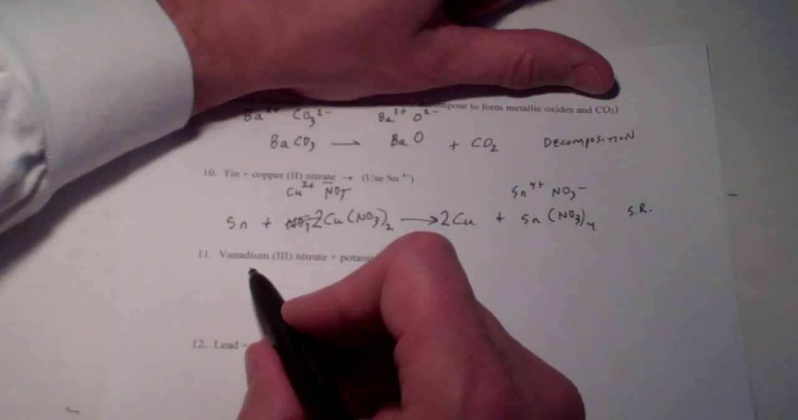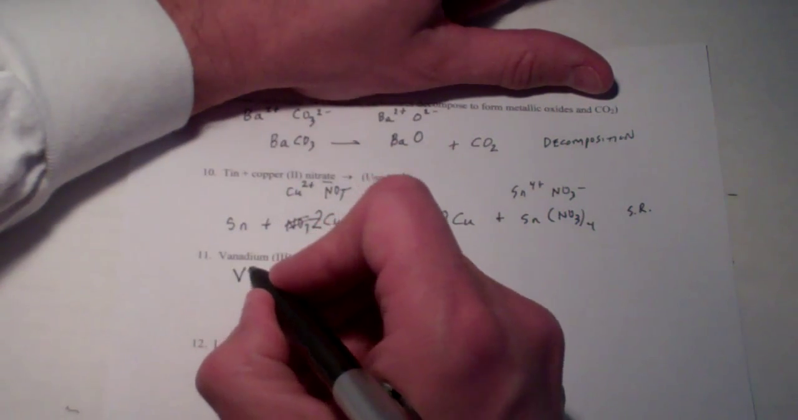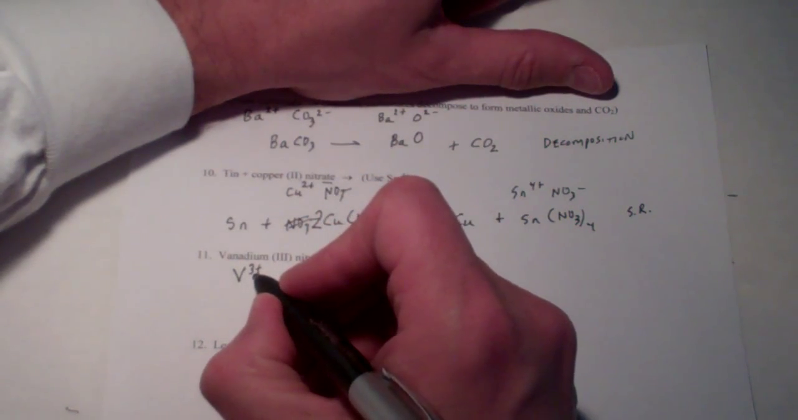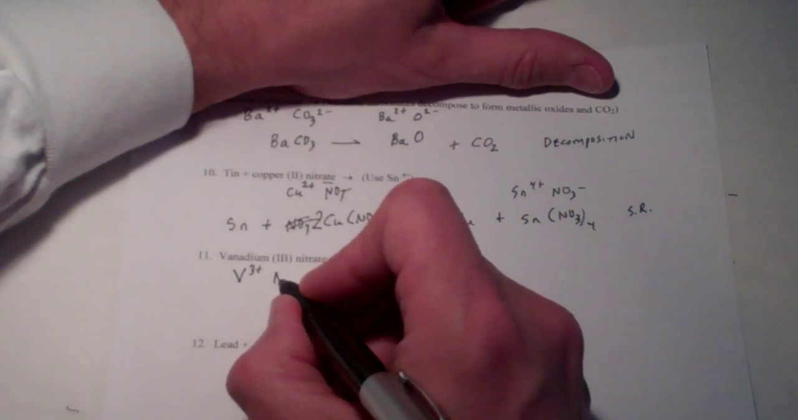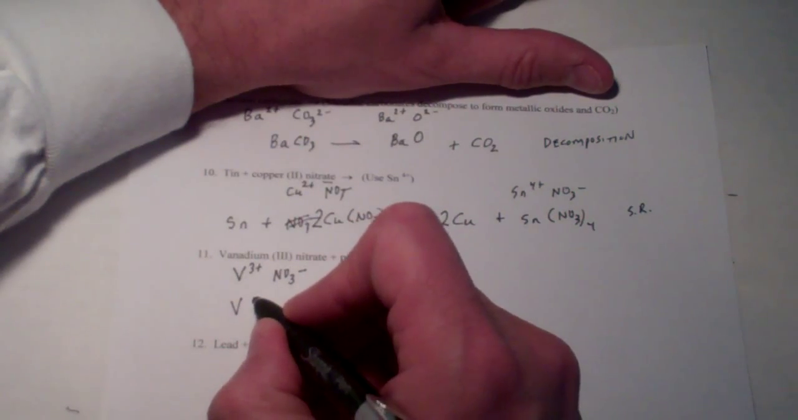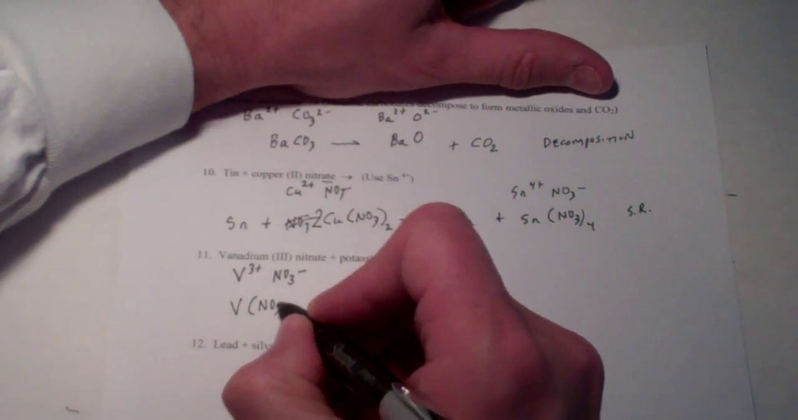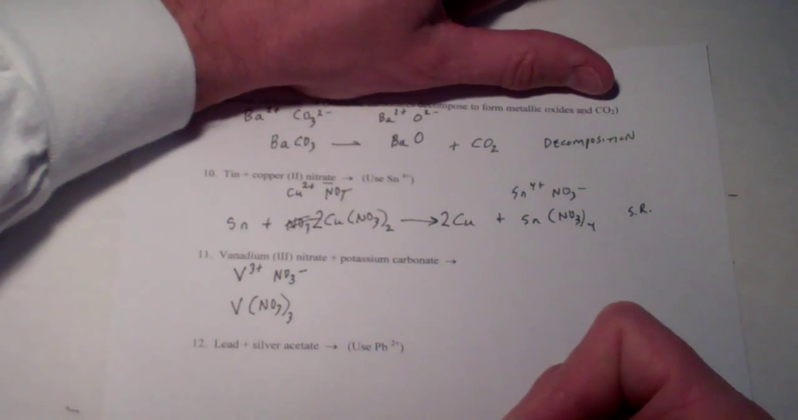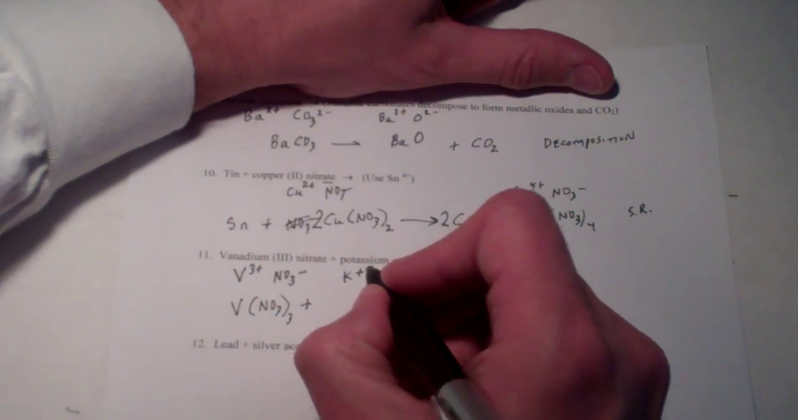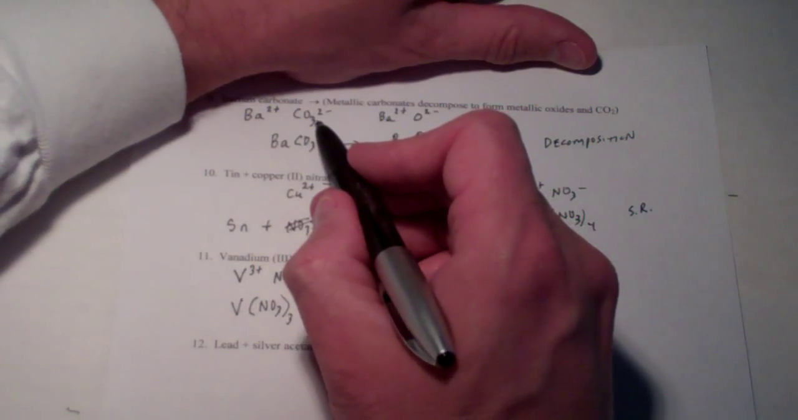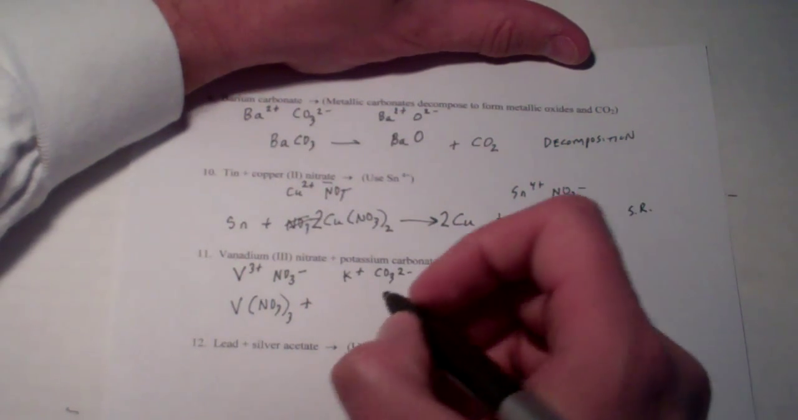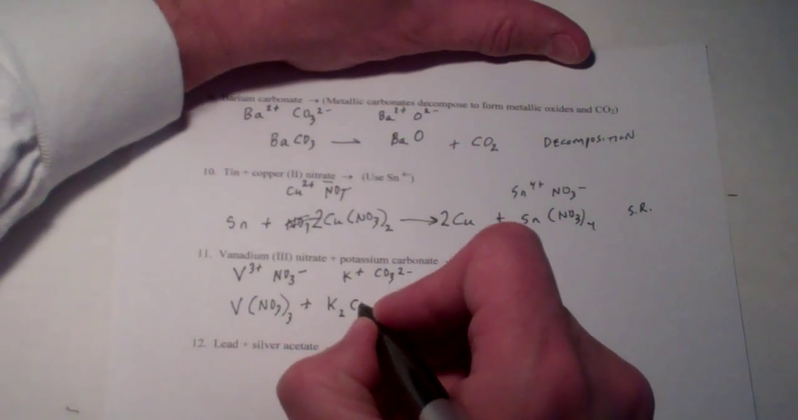Number 11, vanadium 3 nitrate. Vanadium is 3 positive. I've learned that. The Roman numeral tells me the charge of the metal. Nitrate, we just saw on the problem above, is NO3, negative 1. So the formula would be V, parentheses around the NO3, with the 3 on the outside as a subscript, plus potassium carbonate. Potassium positive 1. We saw earlier, carbonate's one of our polyatomics, CO3, 2 negative, so we have K2CO3.